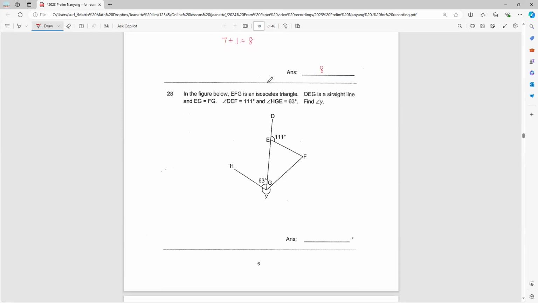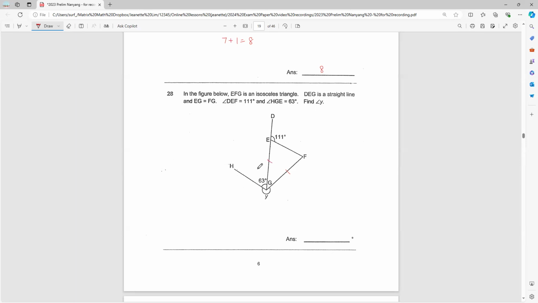Question 28, figure below, EFG. This is an isosceles triangle. Isosceles triangle has 2 equal sides. So, okay, then we have DEG, straight line. EG equals to FG. EG, FG. That's your isosceles triangle, 2 equal sides. We have 63. Find angle Y.